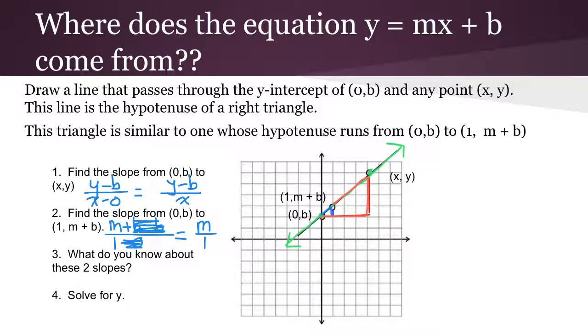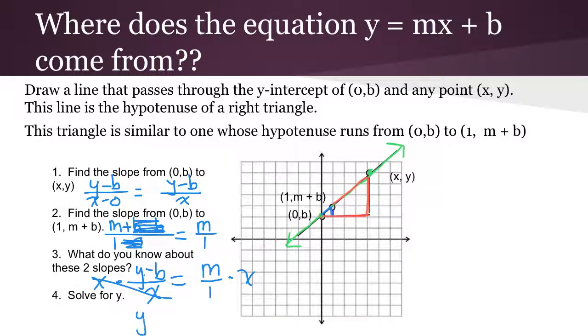I know that these two slopes are equal to each other. So the y minus b over x slope, that is for the big triangle, is the same as m over 1 of the little triangle. So these are the slopes. They are the same because they are similar triangles. If I wanted to solve for y, the first thing I would do is multiply both sides by x.